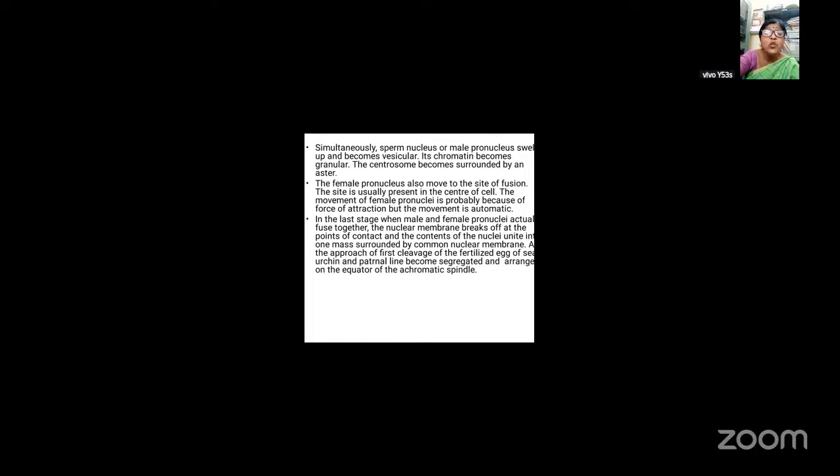The movement of the female pronucleus is probably because of the force of attraction, but the movement is automatic. The female pronucleus will also move towards the fusion site, and it is usually present in the center of the cell. The movement of this female nucleus occurs because of the force of attraction.